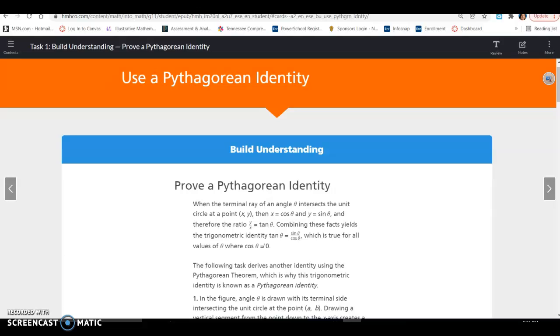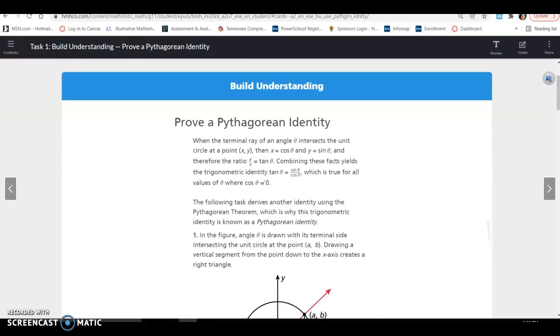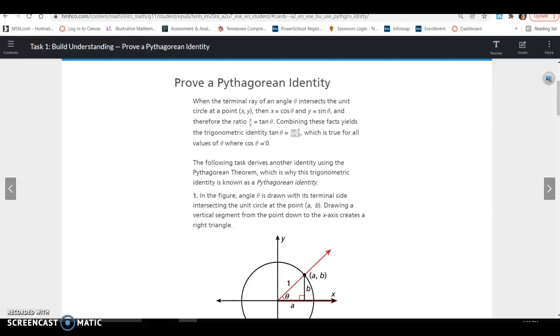Lesson 15.3, Task 1. It says prove a Pythagorean identity. So remember the Pythagorean theorem, a squared plus b squared equals c squared, or side squared plus side squared equals hypotenuse squared. We're going to use that to look at a Pythagorean identity.